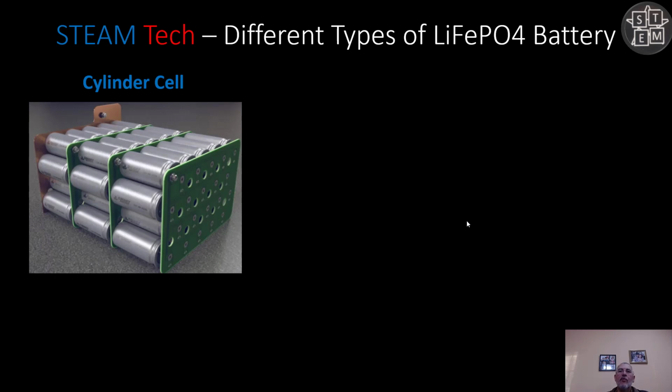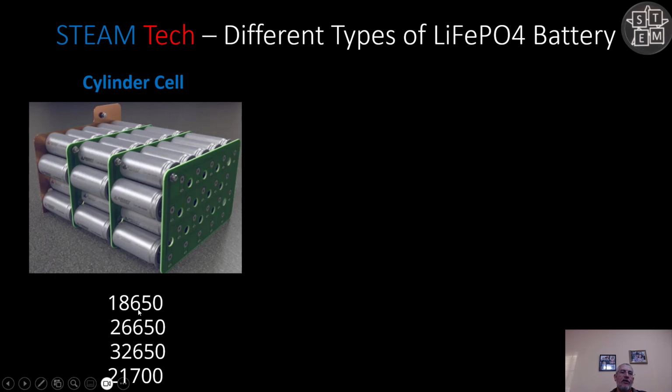So there are different types of LiPo batteries. There are cylinder cells, and as I said, there are so many sizes based on the design and implementation. The 18650, 26650, 32650, 21700, and this is what's used by Tesla.